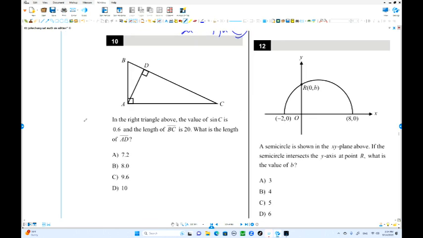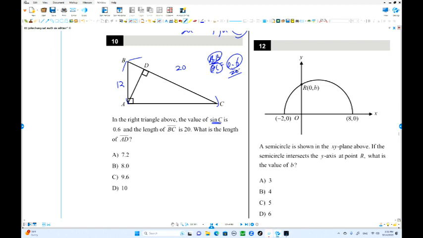Here is number 10. Another right triangle. BC is 20, and the sine is 0.6. Opposite over hypotenuse, that is sine C, right? 0.6. So this side is how much? 0.6 times 20 is 12. Or you can use AB over BC equals sine C, which equals 0.6. So AB equals BC times 0.6. BC is 20, so that's going to be 12.